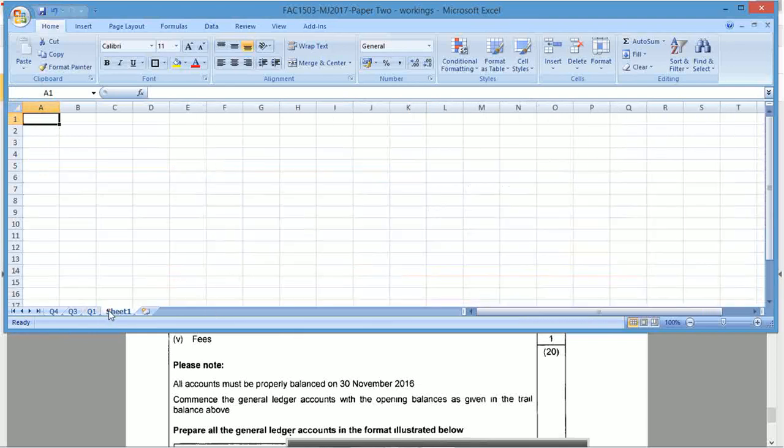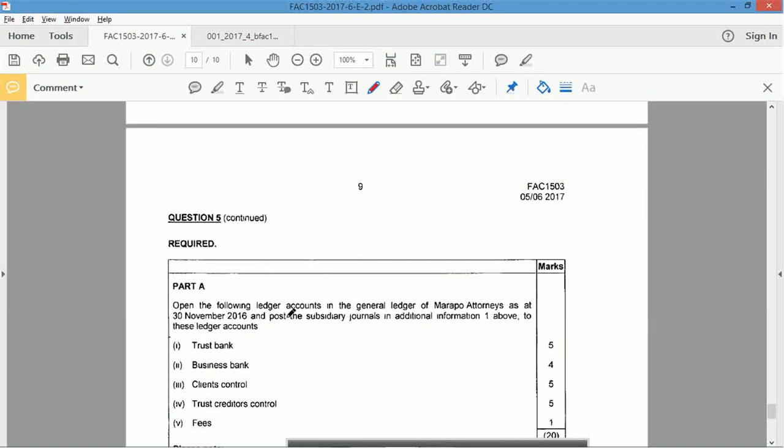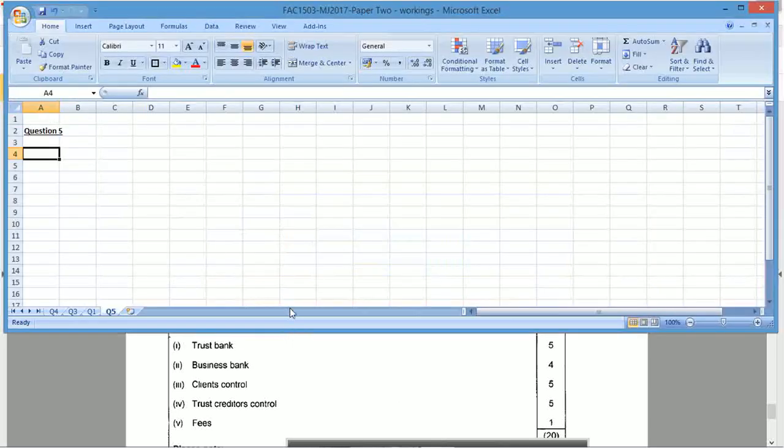Okay, this is the tough question in this paper. Question 5. What did question 5 want? Part A said, open the following ledger accounts in the general ledger of M as at that, post the subsidiary journals. Fine. Trust bank account. Let's draw that up.